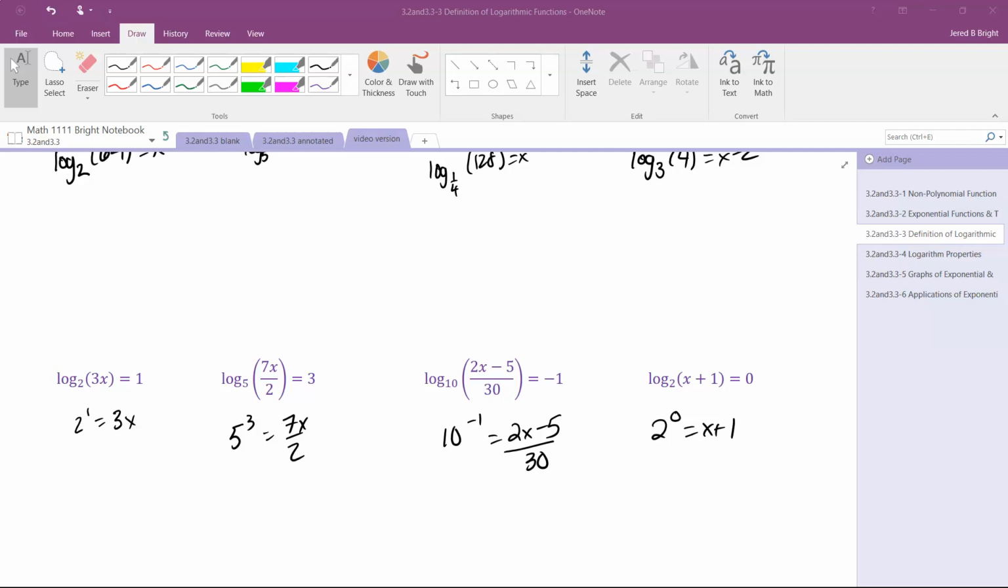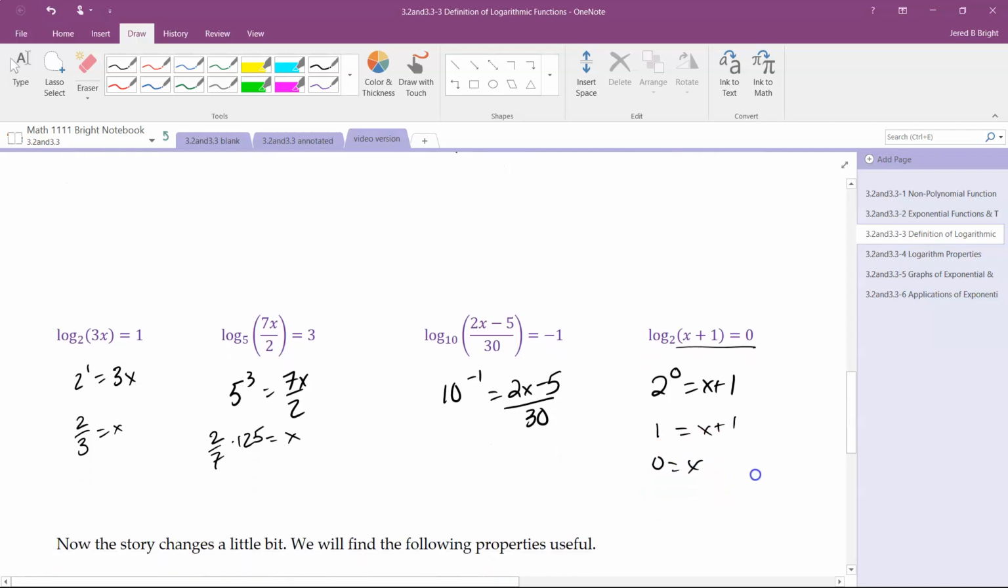You could go further. So, for example, you'd say, in the first one, 2/3 is equal to x, and then 2/7 times 125 is equal to x, and then so on and so forth for each of these. This last one's kind of interesting because you get an output of 0, so then this is just 1 is equal to x plus 1, and then 0 is equal to x. That's kind of interesting. Okay.